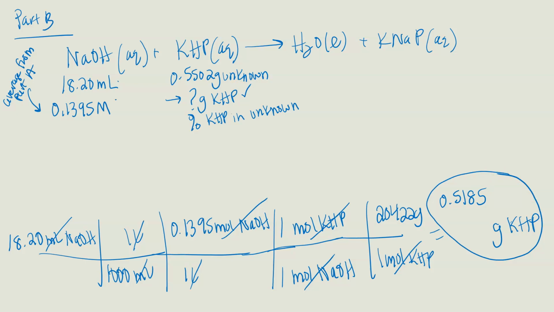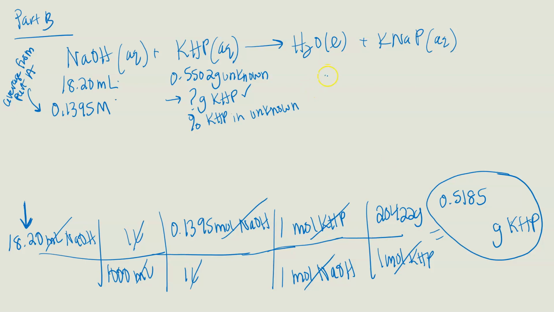Now we'll have to do this for each trial. For each trial, your volume number is going to change, but your molarity number will not because you're always going to be using the average value from part A. And the 204.22 will not change either because the molar mass of KHP doesn't change.